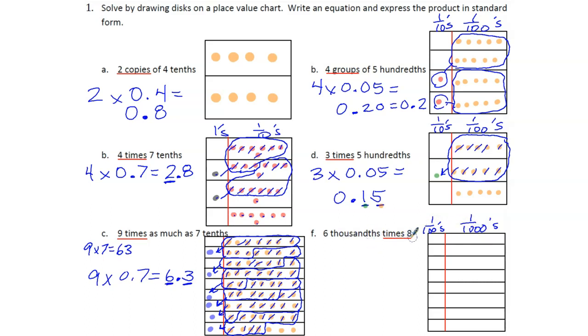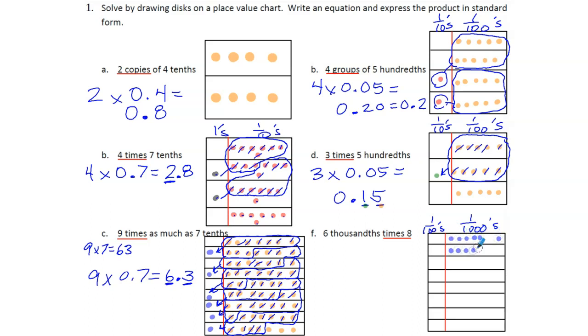All right, so I need 8 times. So I have 8 partitions. Give me my 1, 2, 3, 4, 5, 6, 7, 8 rows. And I know that it's going to be 6 thousandths in each one. So 1, 2, 3, 4, 5, 6.